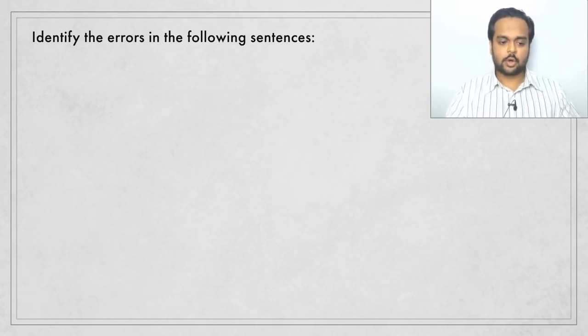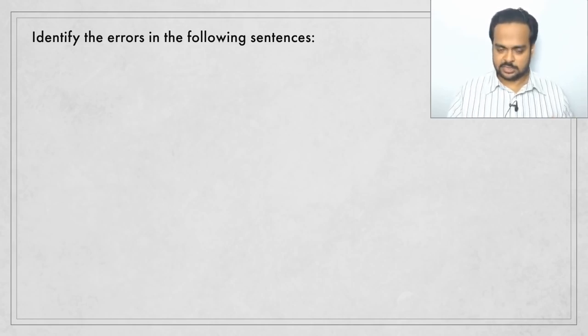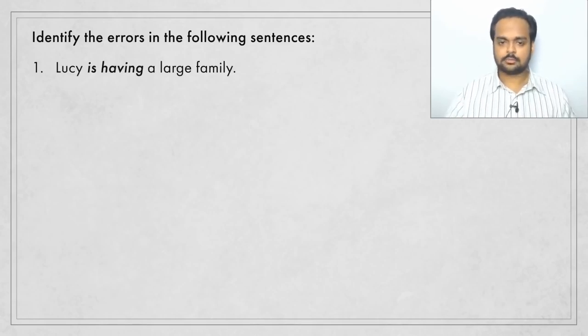In this exercise, we're going to look at 10 sentences. Now, these are all sentences that we've seen already in this lesson, but I've made some slight changes to them. And some of these sentences will be correct and some will be wrong. Each sentence will contain the verb having, and I want you to decide if that use is okay or if it's not okay. All right, here's the first one. Lucy is having a large family. Okay or not okay?